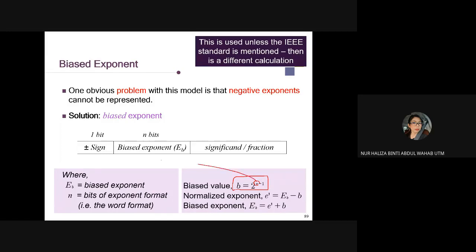N is your exponent. So once you know n, then you will get B. So that is 1.